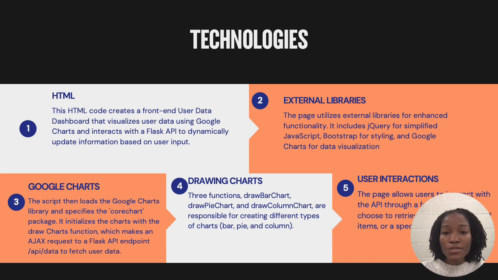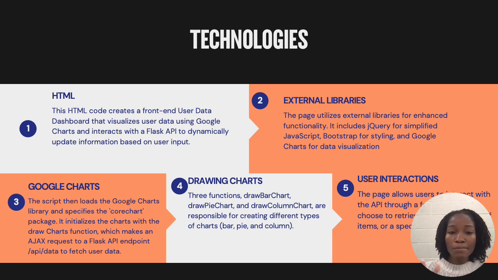Now, the page utilizes external libraries as well, which help enhance the functionality. It includes jQuery for simplified JavaScript, Bootstrap for styling, and Google Charts for data visualization. Now, for Google Charts, the script is loaded into the Google Charts library, and it specifies the core charts package, which initializes the charts with the draw chart functions, which make the AJAX request to a Flask API endpoint to fetch the user data.